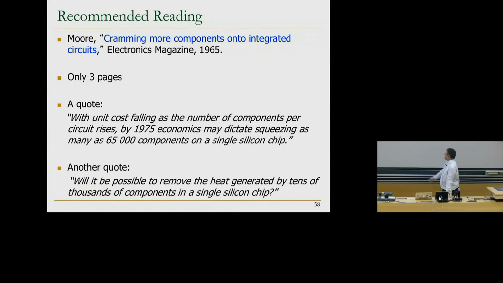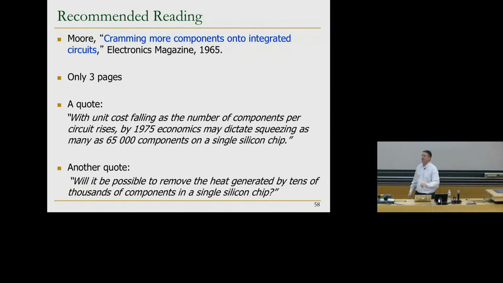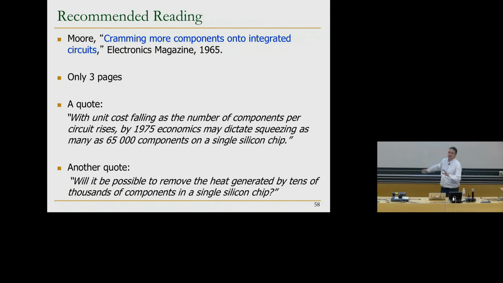But he was also concerned whether it would be possible to remove the heat generated by tens of thousands of components in a single silicon chip. This is actually amazing if you think about it. 1965. Before we start, I was telling you, the first time that we really said, wow, what is happening here, was like 1995, 96. 80 watts a chip, are you kidding me? I mean, it wasn't actually a surprise.